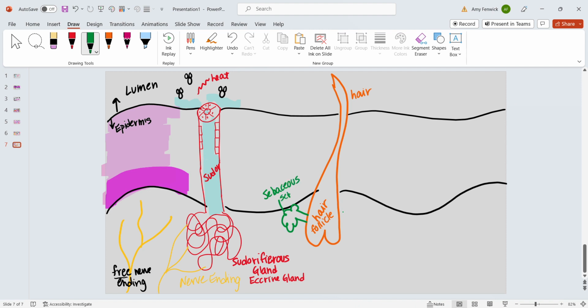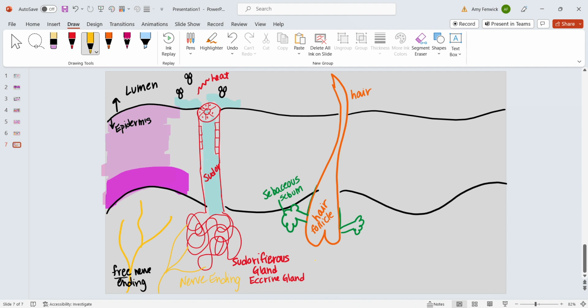Sebum is what it secretes, which is basically an oil. And so as this hair grows, the sebaceous gland lubricates it. And we can draw a sebaceous gland over here as well if you would like. But the sebaceous gland actually secretes oil onto the growing hair. And as the hair pushes through the dermis, that sebum lubricates the growing hair.